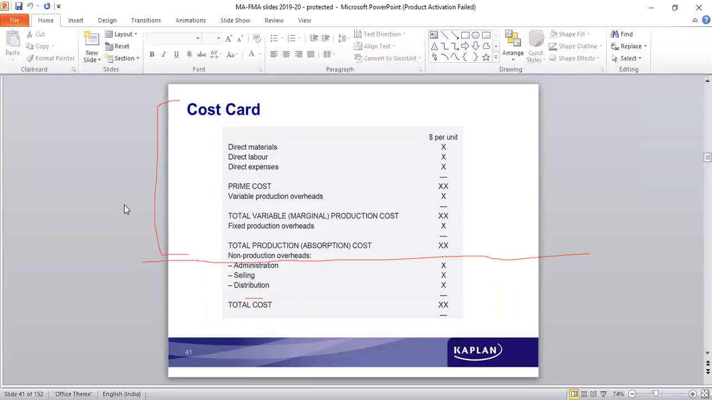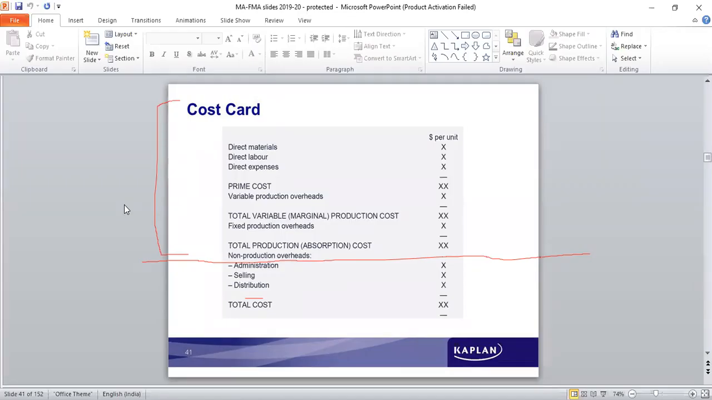Then again under administration also we have some items. Then again under selling and distribution also we have items. So the conventional method of preparing a cost card or cost sheet is, instead of taking up every item by item, dividing and distributing, in one simple step they calculate the total amount of factory overhead.